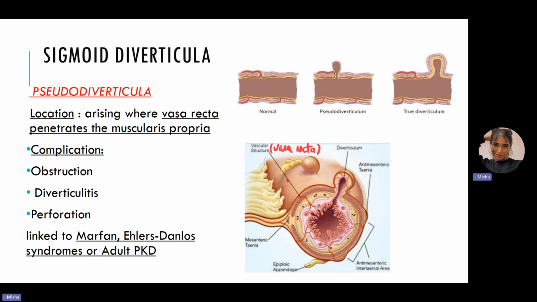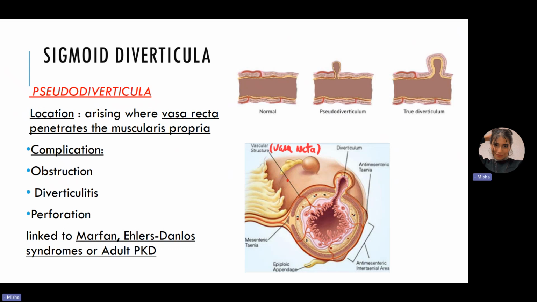Then we have perforation. Obviously, why are we so scared of perforation? Because it can lead to peritonitis. It can lead to an acute abdomen, for example. Then we have fistulas, for example. In the case of a fistula, what is a fistula, first of all? A fistula is a connection. These connections can be made between organs or hollow structures.